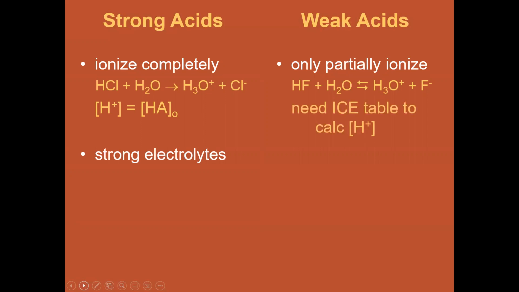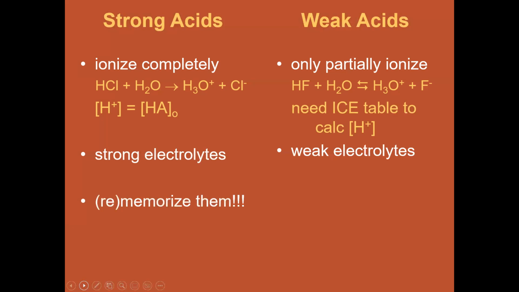Where it gets more difficult is with weak acids. Because they do not ionize completely and they are at equilibrium, we need an ice table to calculate our hydrogen ion concentration. We need to look at how much of it ionizes. These are considered weak electrolytes. So remember, they will conduct electricity, but only a little.